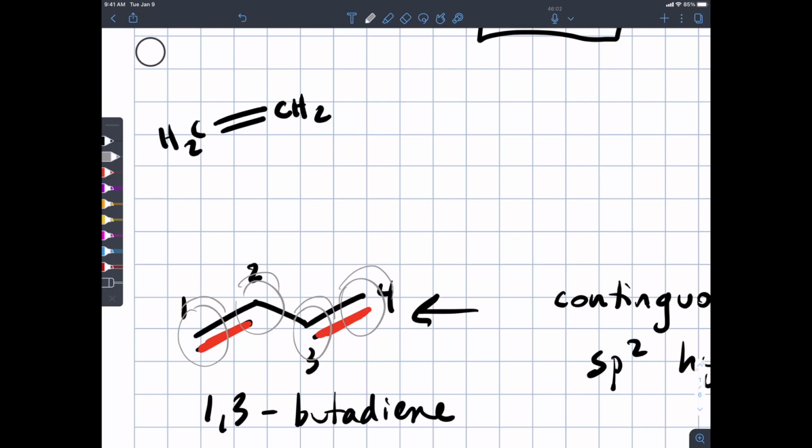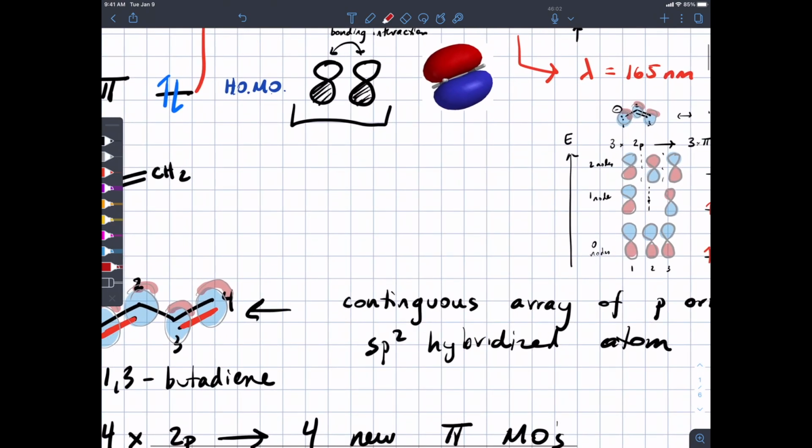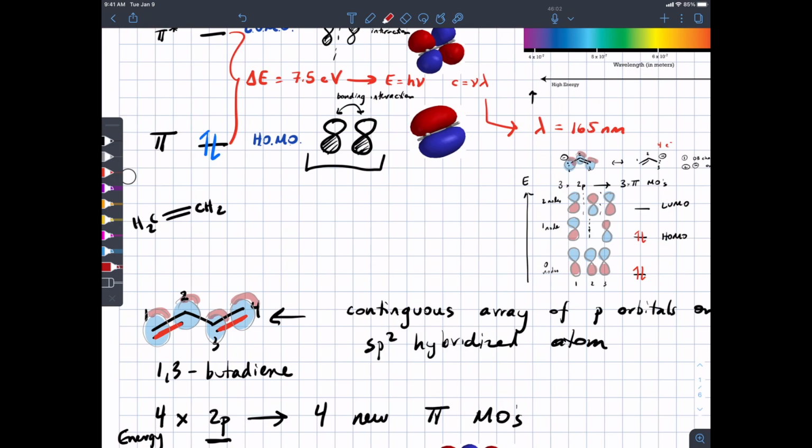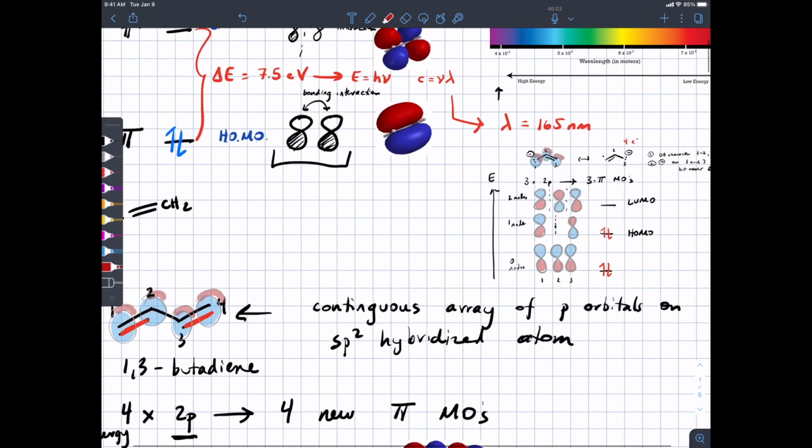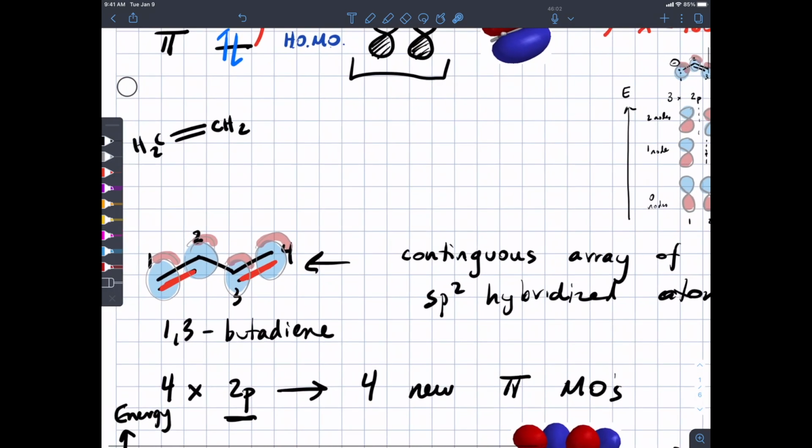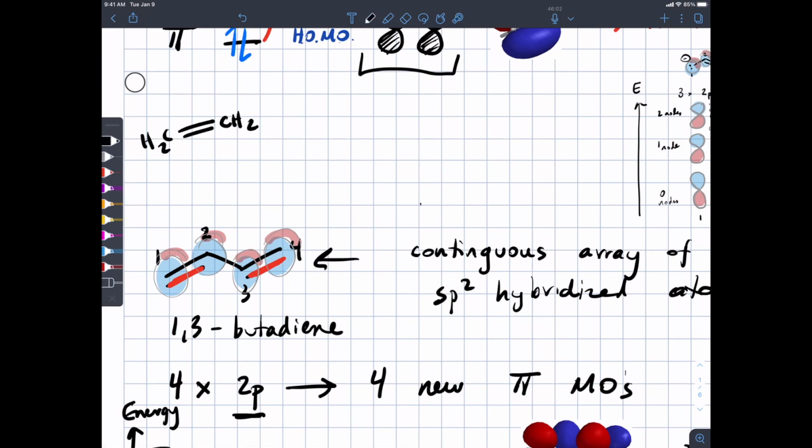orthogonal to the sigma bonds, coming out of the page towards you with the blue colored lobe, and going back into the page away from you with the red colored lobe. The red versus blue represent wave function sign. And this is a situation when you have p orbitals on adjacent atoms. Another way of saying that is a contiguous array of p orbitals on sp2 hybridized atoms. You have a situation where conjugation can occur, and that means we're going to mix these 4 p orbitals together to get 4 new pi molecular orbitals.